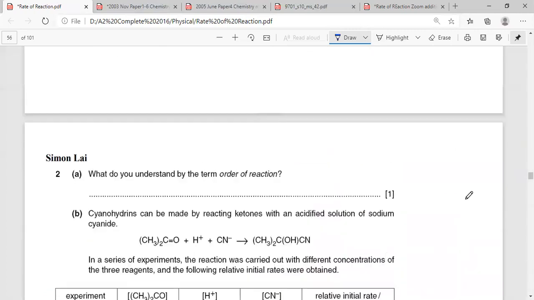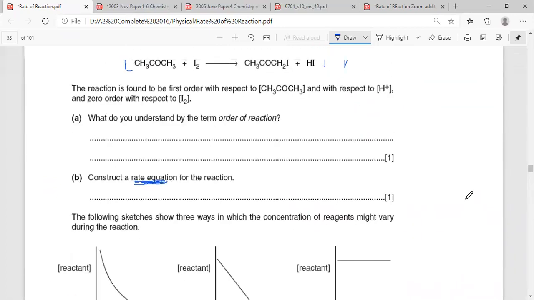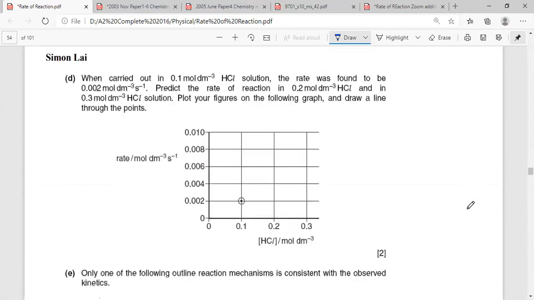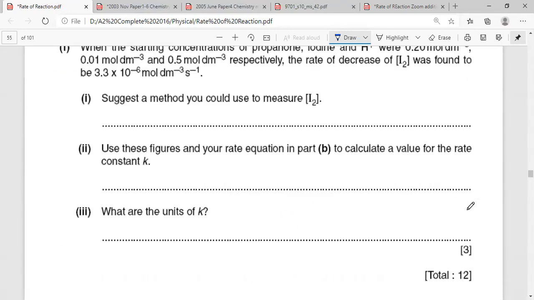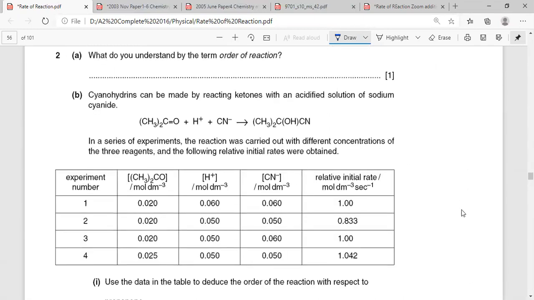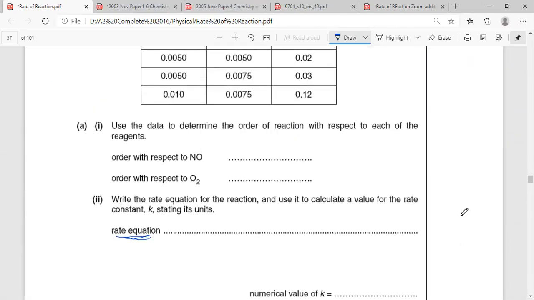Now, they actually ask you to determine the order. Let me show you all the questions. Here: what do you understand by the term order of a reaction? What does it mean to you? One mark. Another one, question 56 also has the same one I told you. So the equation and the order go hand in hand. What do you understand by the term order of reaction? One more, question 57, just next door here.